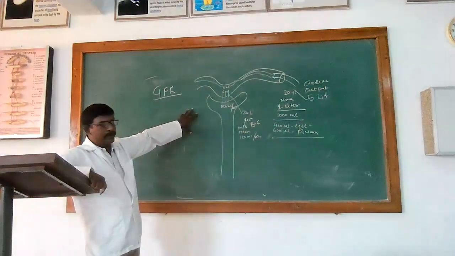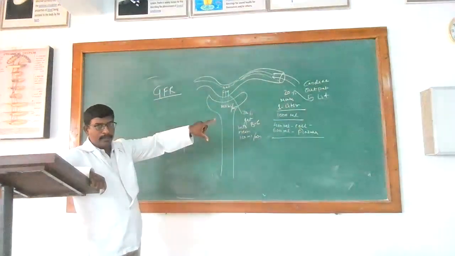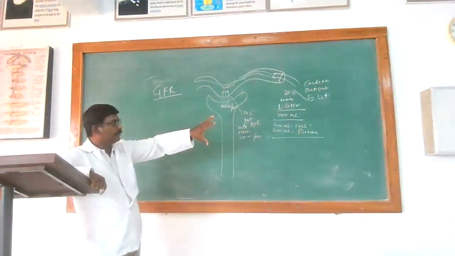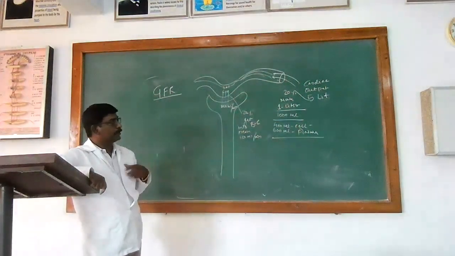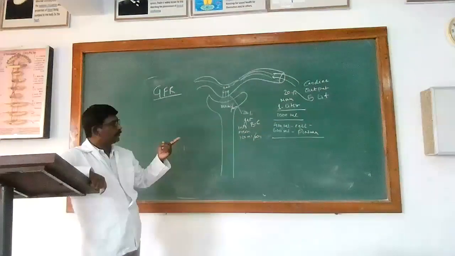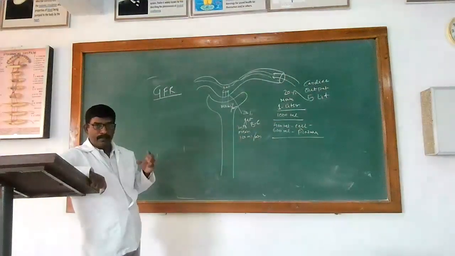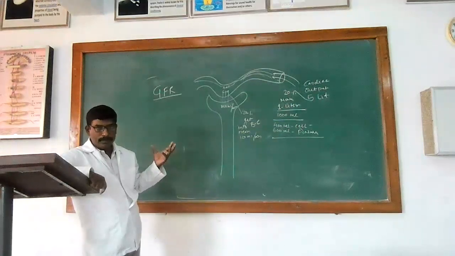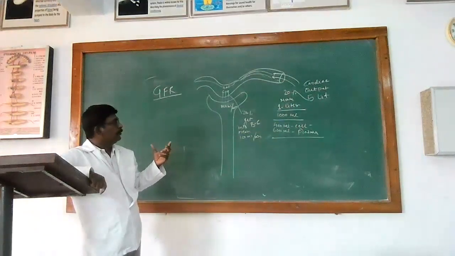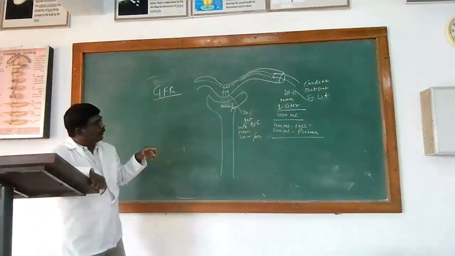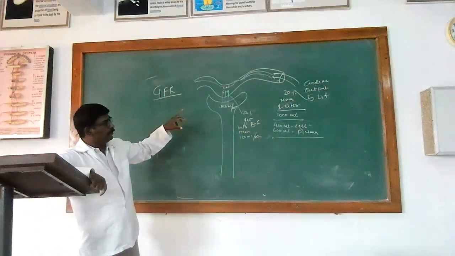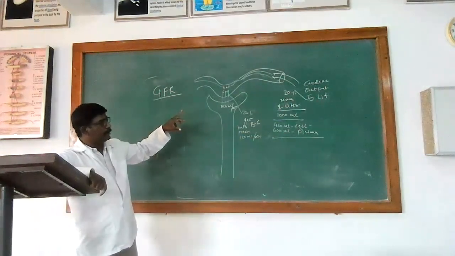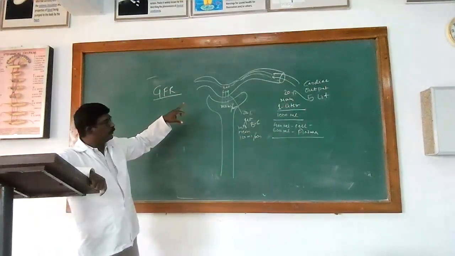The GFR depends upon the cardiac output in a normal subject, in normal physiology. All of you know the cardiac output is 5 to 6 liters. We have considered it as 5 liters. From these 5 liters, only 20% is supplied to the glomerulus, or the kidney. So only 1 liter, that is 20%, is supplied to the glomerulus.